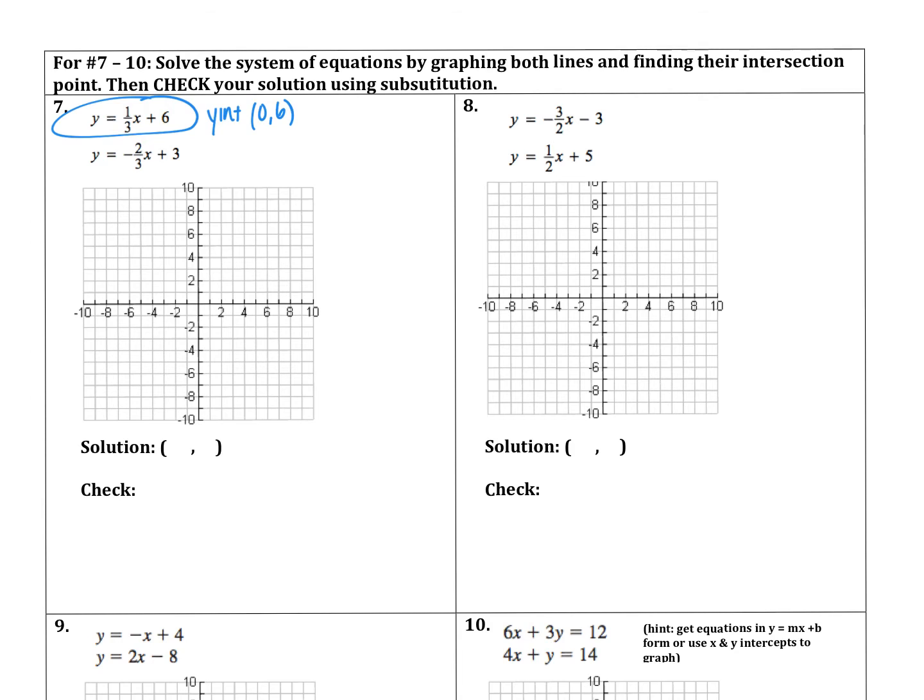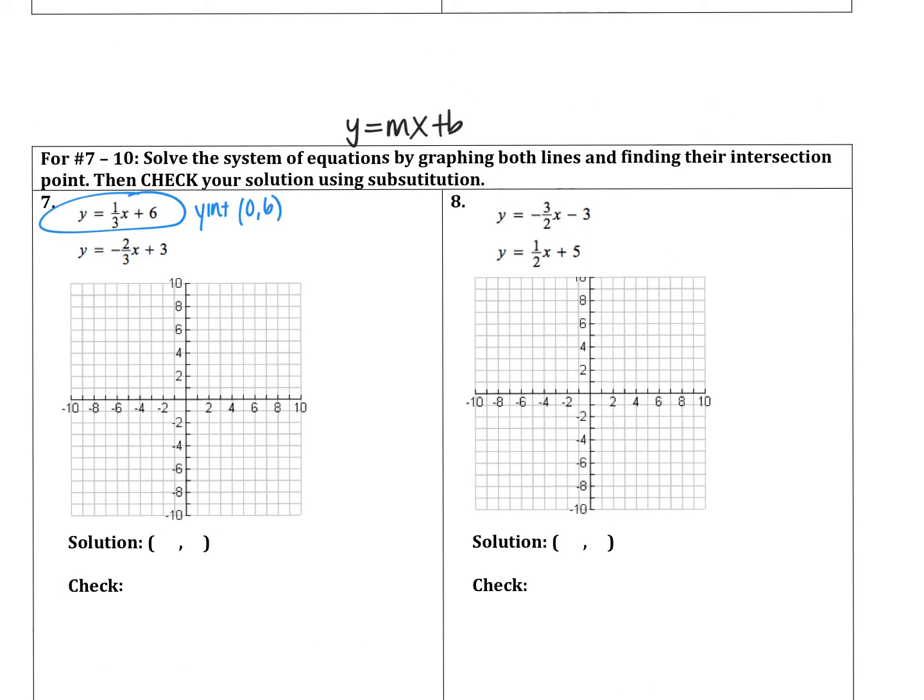Remember, slope-intercept form is y equals mx plus b, where m is your slope, rise over run, and b is your y-intercept, 0, comma b. This is your starting point. You start at your y-intercept and then follow your slope.